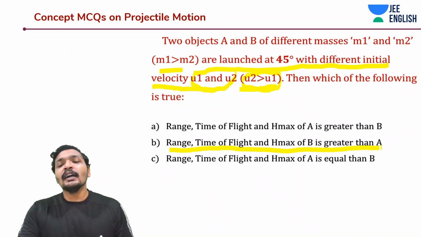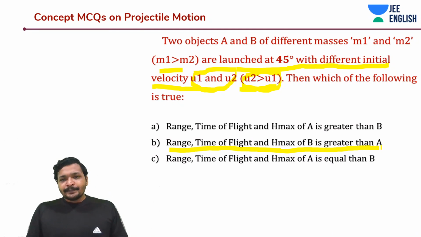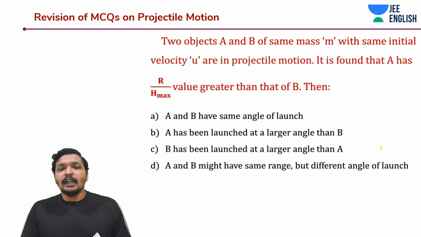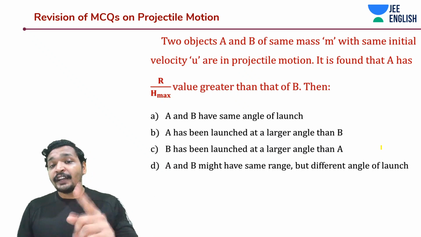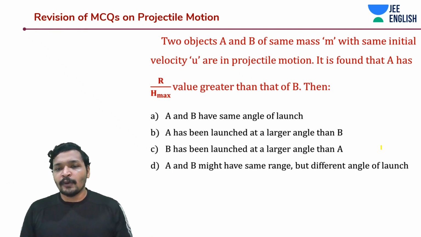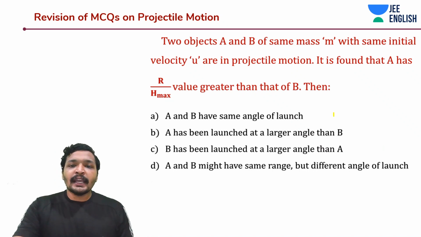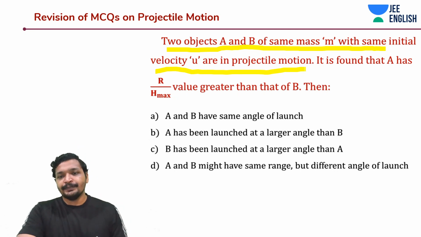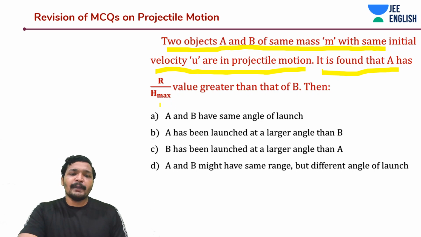Keep solving it. Really simple. Let's get into the next conceptual question. There are two bodies. A very interesting problem, guys. Two bodies A and B of same masses, but with same initial velocity as well. They have same masses and same initial velocity U. They are in projectile motion. It is found that A has R by Hmax, range by Hmax ratio value greater than that of B.